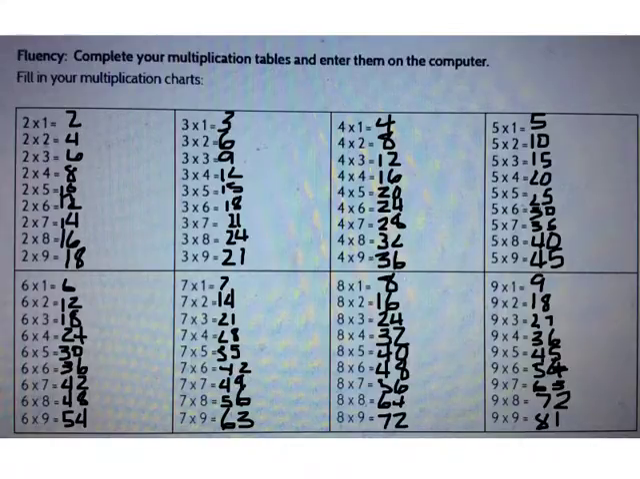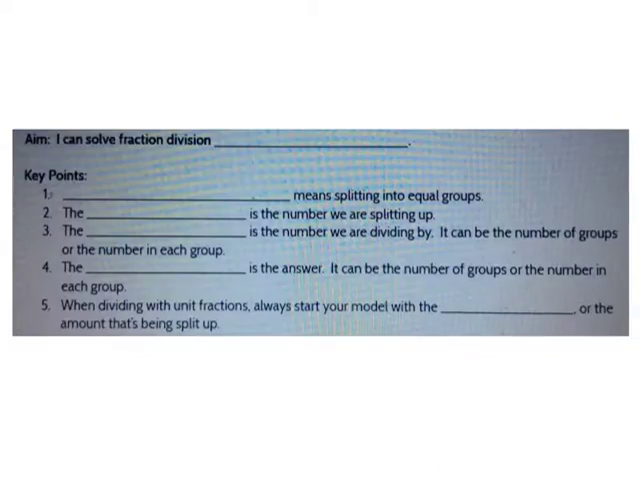Remember, the faster you can recall your multiples, the better you'll be at all of 5th grade math. Now let's start today's lesson. Today we are going to solve fraction division word problems. Fill that in on the line.